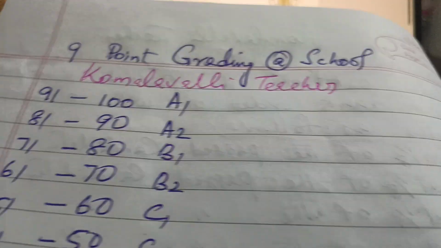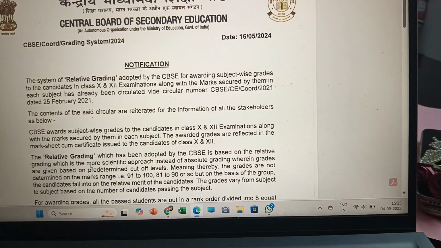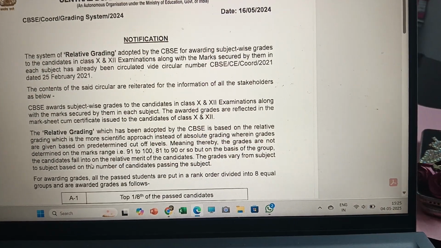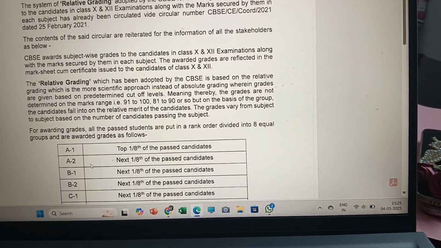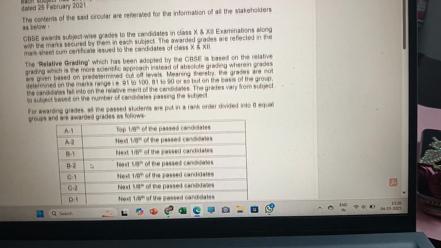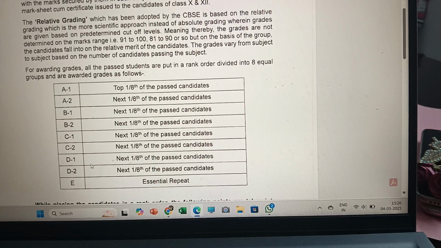So these are the grades the schools used to follow, but CBSE follows a relative grading system. That is the meaning of that. So the grades vary from subject to subject based on the number of candidates passing the subject. Here for awarding grades, all the passed students are put in a rank order, divided into 8 equal parts, and are awarded grades as follows.